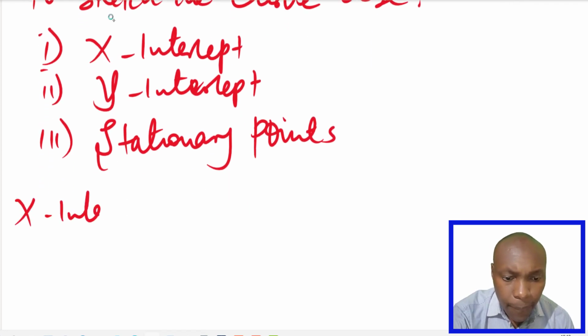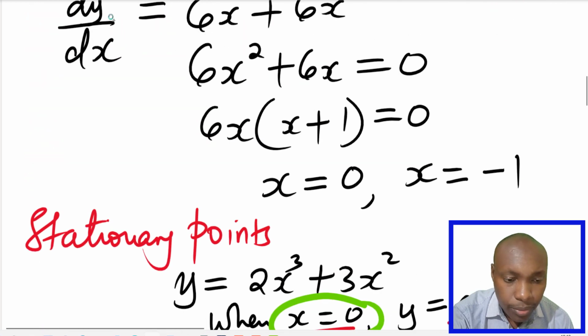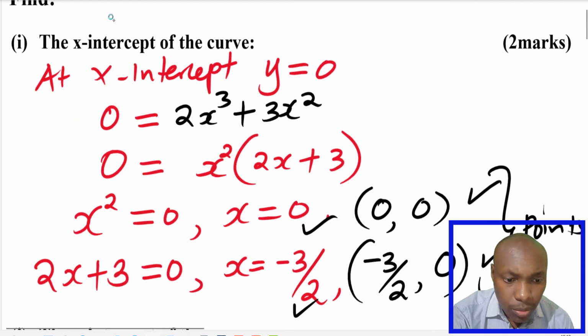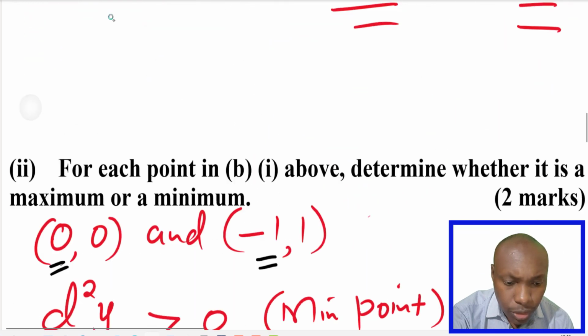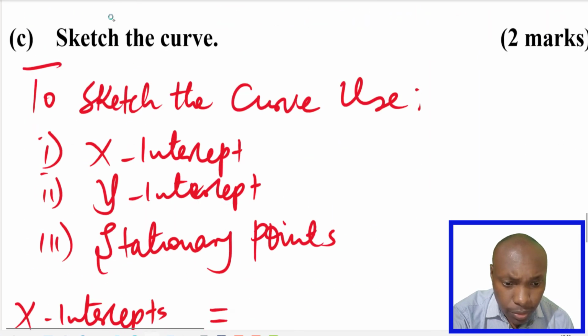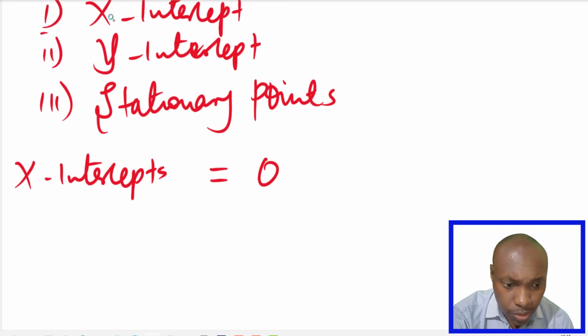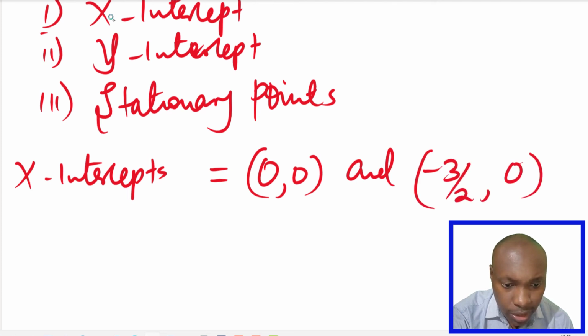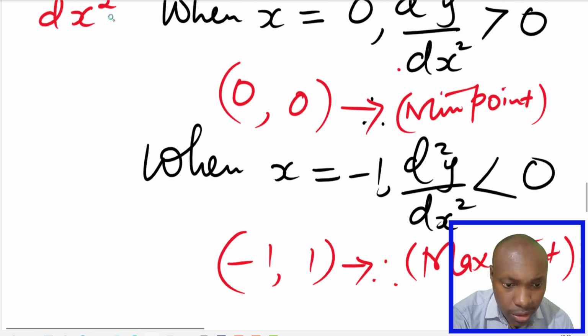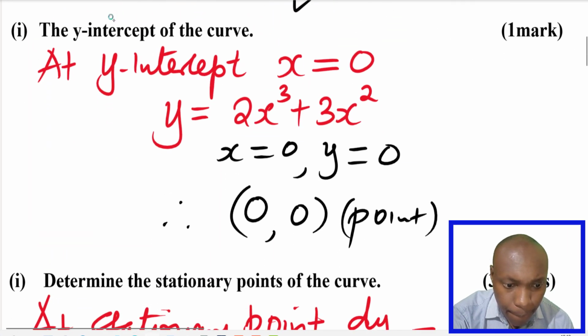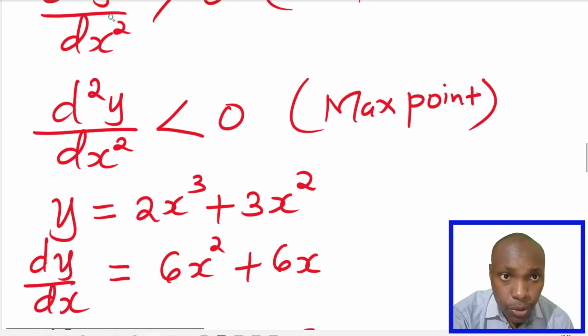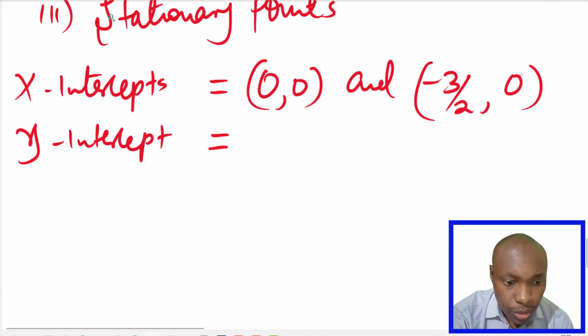We got the x-intercept in the first part of the question. Let me go back there. It is there. The x-intercept has two values: (0, 0) and (-3/2, 0). Those are the values where the curve cuts the x-axis. The y-intercept, we got in the second part of the question. That was (0, 0).